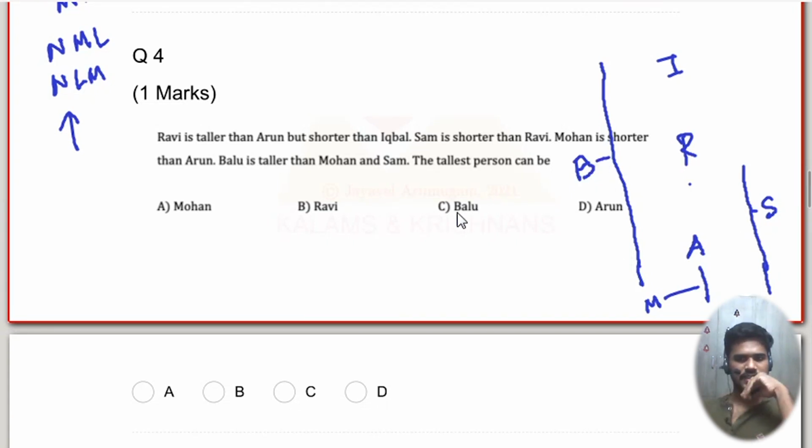The tallest person can be... Obviously, it's not Mohan. Ravi is not tallest because Iqbal we know is taller than Ravi for sure. Balu can be taller than Iqbal. He can be shorter than Arun also, but can be. So Balu is still fine. Arun, of course, is shorter than Ravi for sure, so this is not correct. So Balu. Fine. Easy question again. It helps to quickly visualize and solve this.